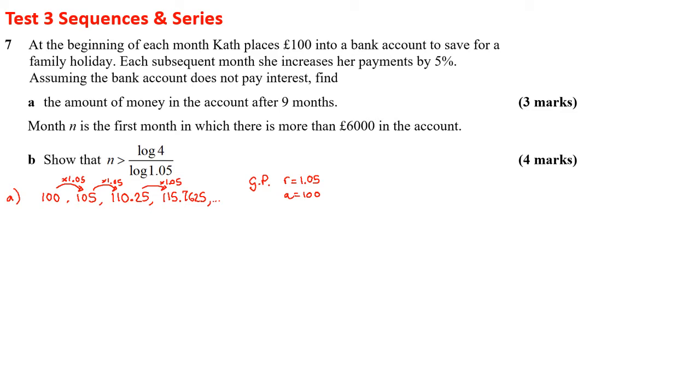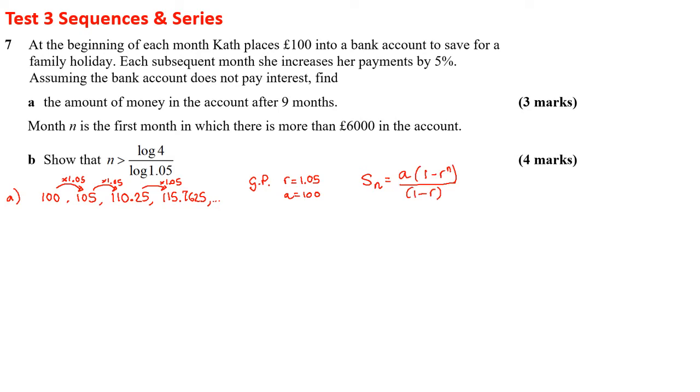So in part A, when we're looking for the amount of money in the account after 9 months, we need to add all these terms up. So a geometric series, we're adding them up with the sum to 9 is what I'm looking for. So first of all, I'm going to write down the sum to n.